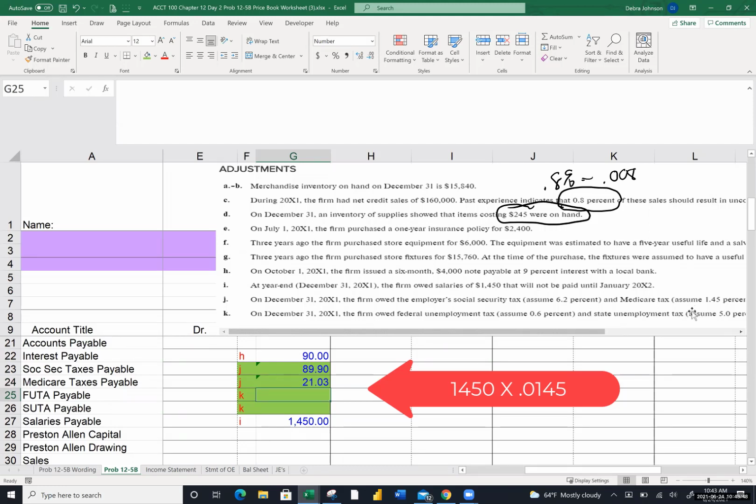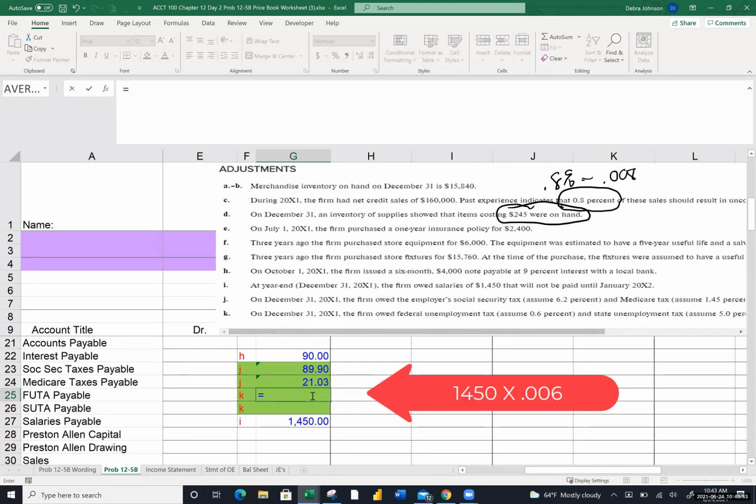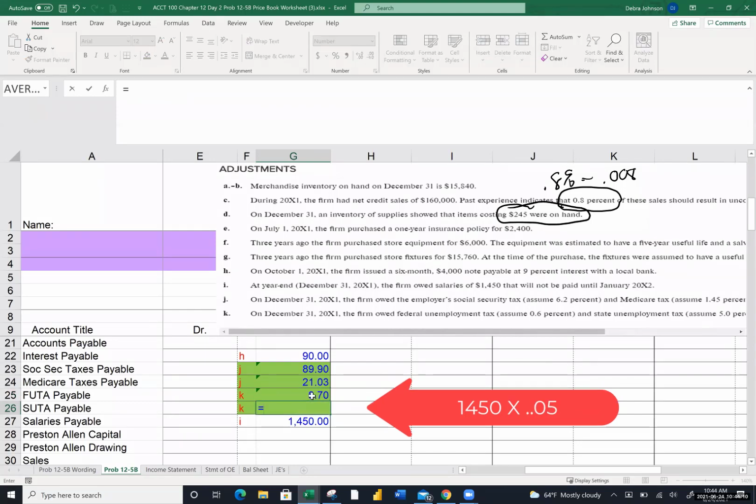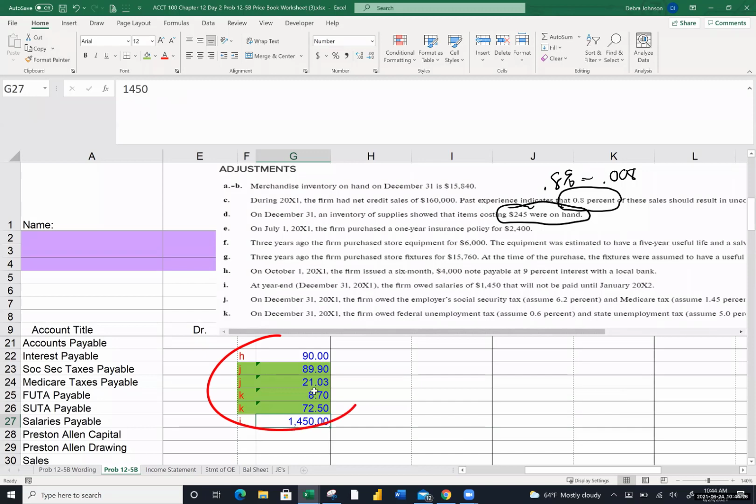And then FUTA and SUTA are in this last one. FUTA is 6%. So once again, the wages of $14.50 times 0.6%, which is 0.006. And then SUTA, they live in a cheaper state than we do because they gave the SUTA rate at 5%. Ours is higher than that here. So I have 4 green numbers there. I'm going to give you guys a chance to look at those.